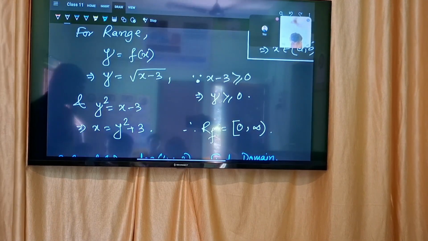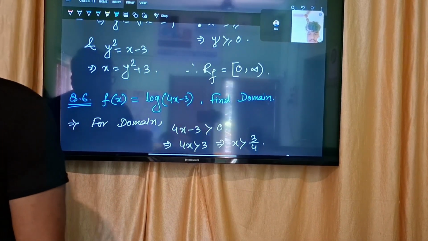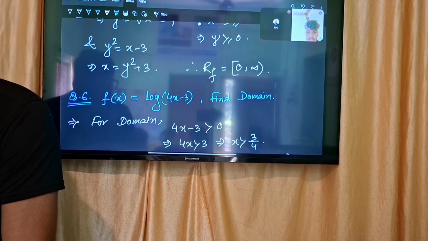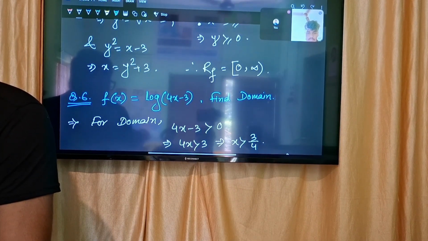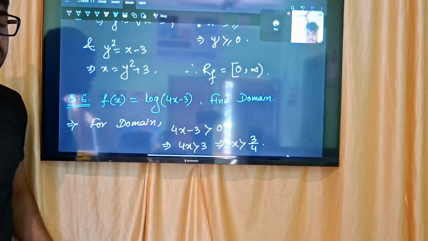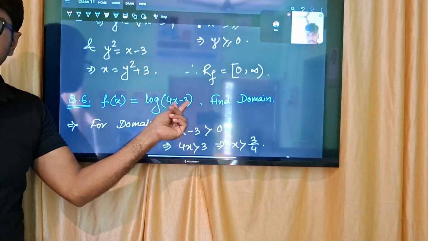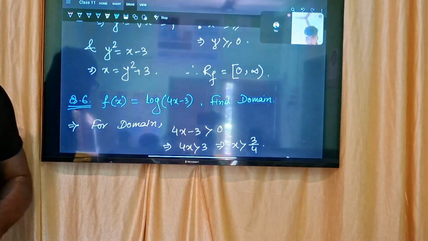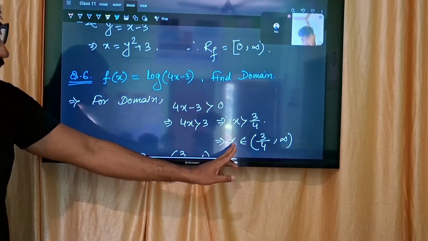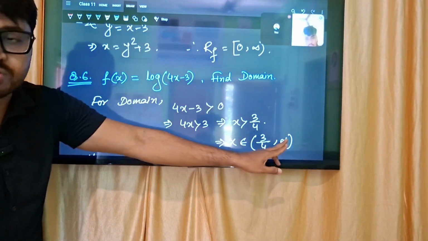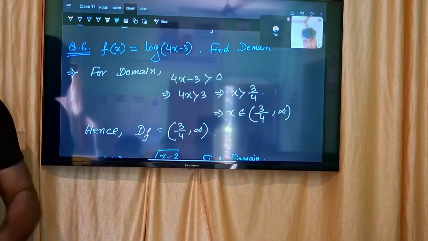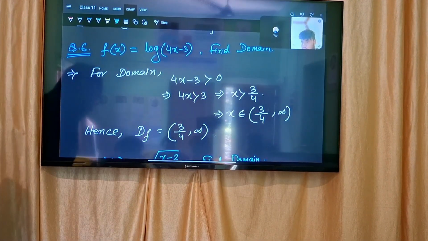Okay, I am telling you, look here. For a logarithmic function, how will you find the domain? The part with the log should be a positive number, that means it should be greater than 0. So what part is there with the log? 4x minus 3. So 4x minus 3 should be greater than 0, that means x greater than 3 by 4. So x belongs to 3 by 4 to infinity, and that should be the domain. Domain will be 3 by 4 to infinity. Okay, this is done.